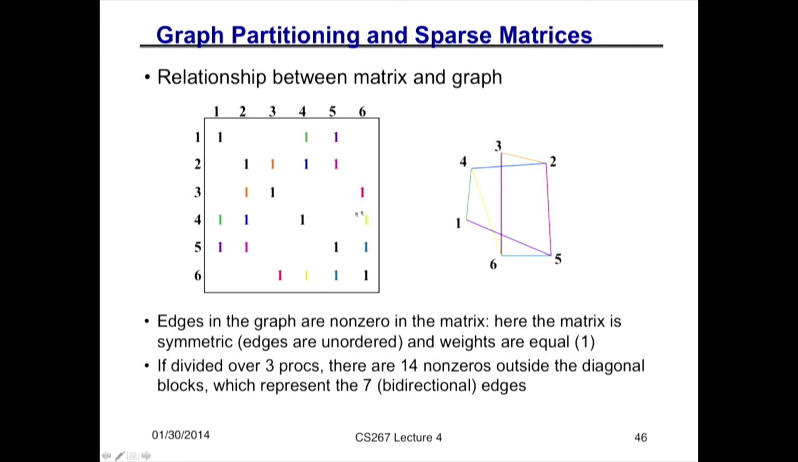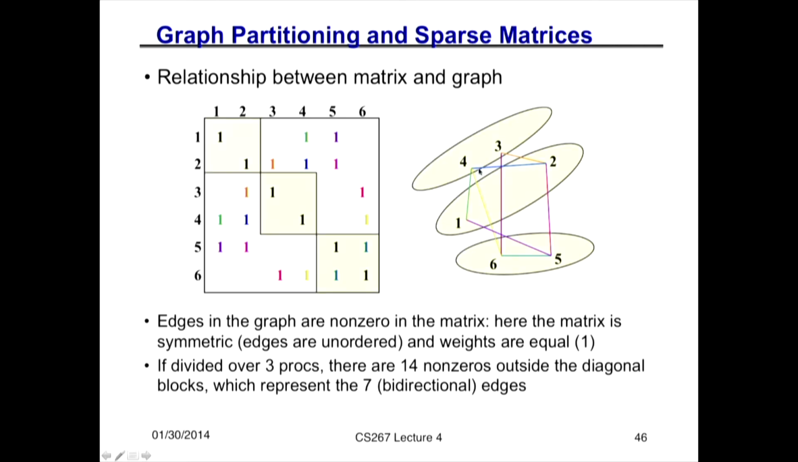And so what I'd like to do is assign all of these rows of the matrix to different processors, or I want to assign different vertices of this graph to different processors. So let me just talk about how I would do that. Here's one way to partition the graph, and I claim it corresponds to partitioning the matrix. In this case, I have 3 processors, and each one has gotten a subset of 2 vertices. And now the question is, how does this correspond to over here?